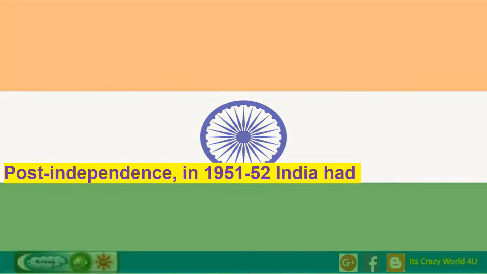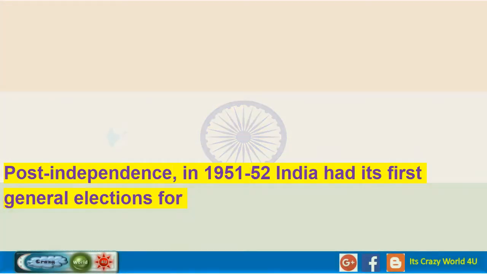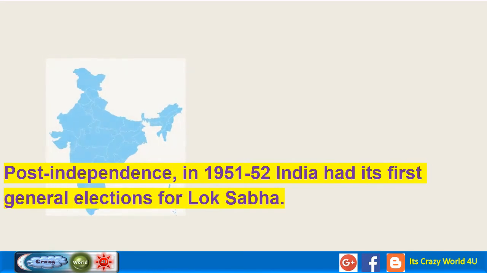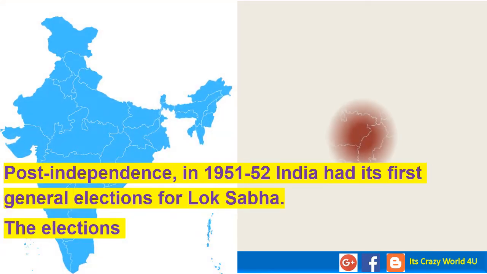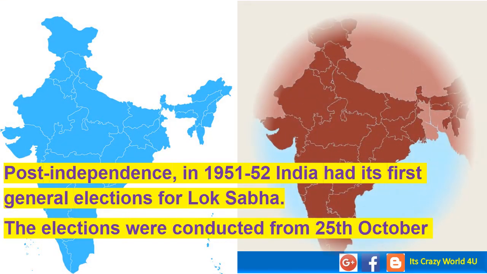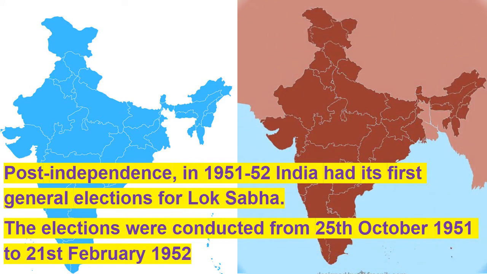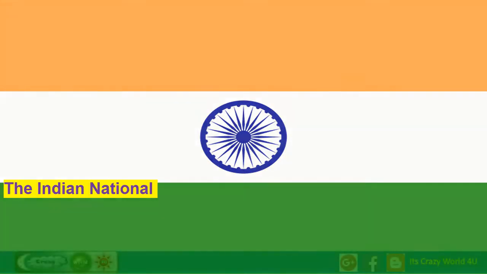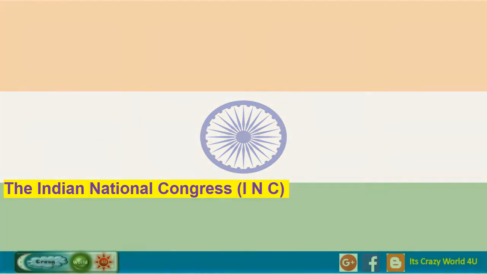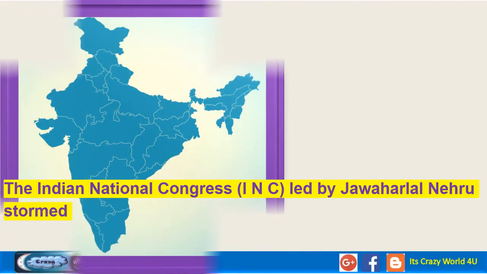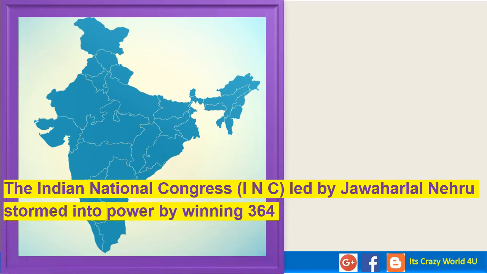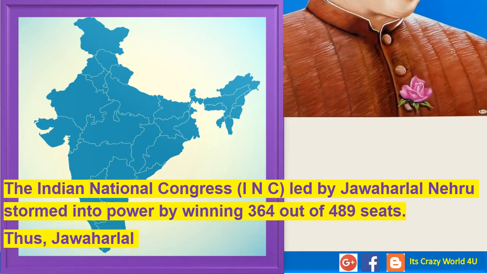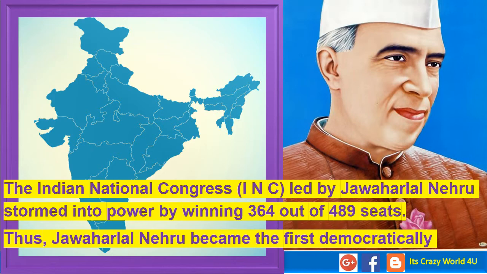Post-independence, in 1951-52 India had its first general elections for Lok Sabha. The elections were conducted from 25th of October 1951 to 21st of February 1952. The Indian National Congress, INC, led by Jawaharlal Nehru stormed into power by winning 364 out of 489 seats. Thus, Jawaharlal Nehru became the first democratically elected Prime Minister of India.